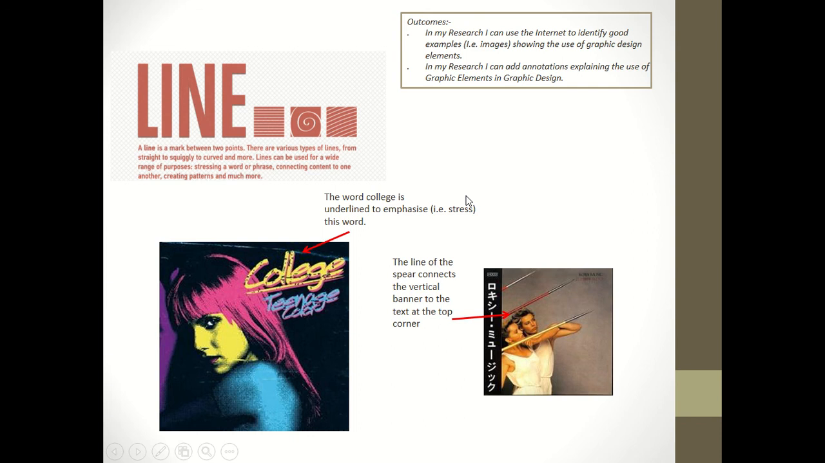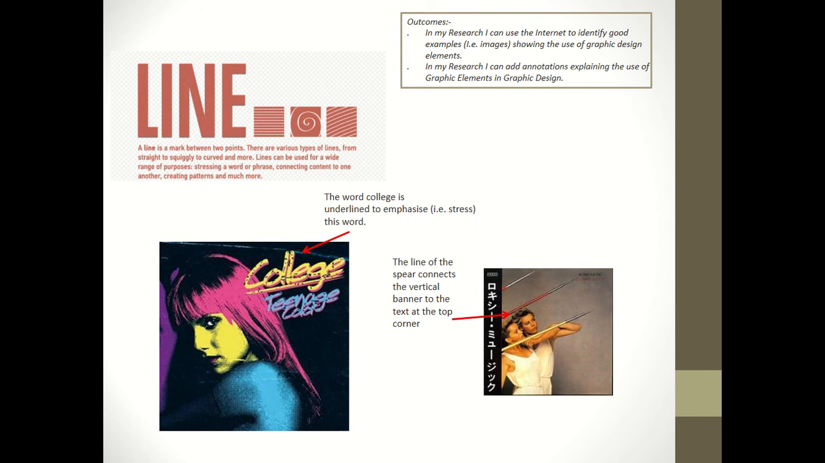And what does it say about line? A line is a mark between 2 points. There are various types of lines, from straight to squiggly to curved and more. Lines can be used for a wide range of purposes: stressing a word or phrase, connecting content to one another, creating patterns, and much more. So when you look at your examples that you've collected from the internet, what we could do is try and see how line has been used in these examples.